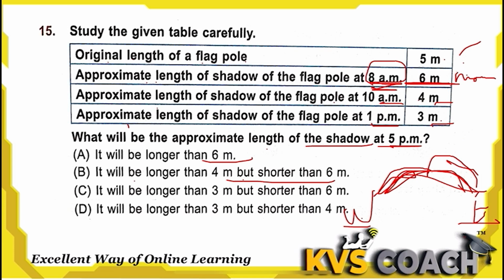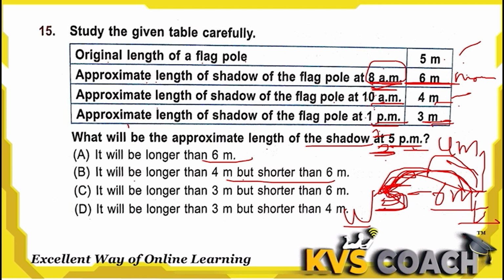It will be longer than 4 meter because at 1 it is 3 and at 10 it is 4. So here it will be 1, 2, 3, 10, 11, 12. Before 2 hours it was 4, so after 2 hours it will be 4 also. So at 5 o'clock it will be around 4 to 6 meter only. The shadow will be between this.